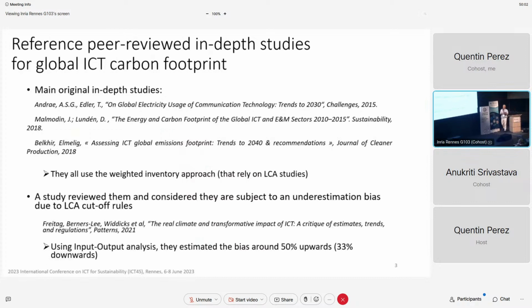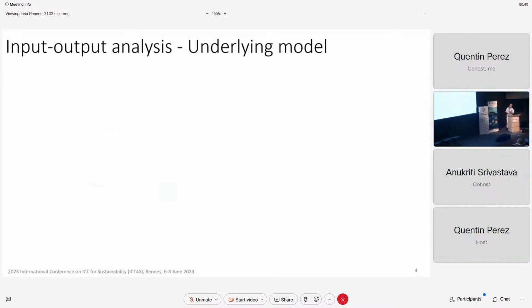And there was a very interesting meta-study. I think one of the authors is here, Mrs. Widdicks, and it's the 2021 study of Freitag et al. They claim that these studies relying on weighted inventory are subject to an underestimation bias due to a technical problem, which is LCA cutoff. And they give an estimation for this underestimation. So what can input-output analysis help in doing in this problem?